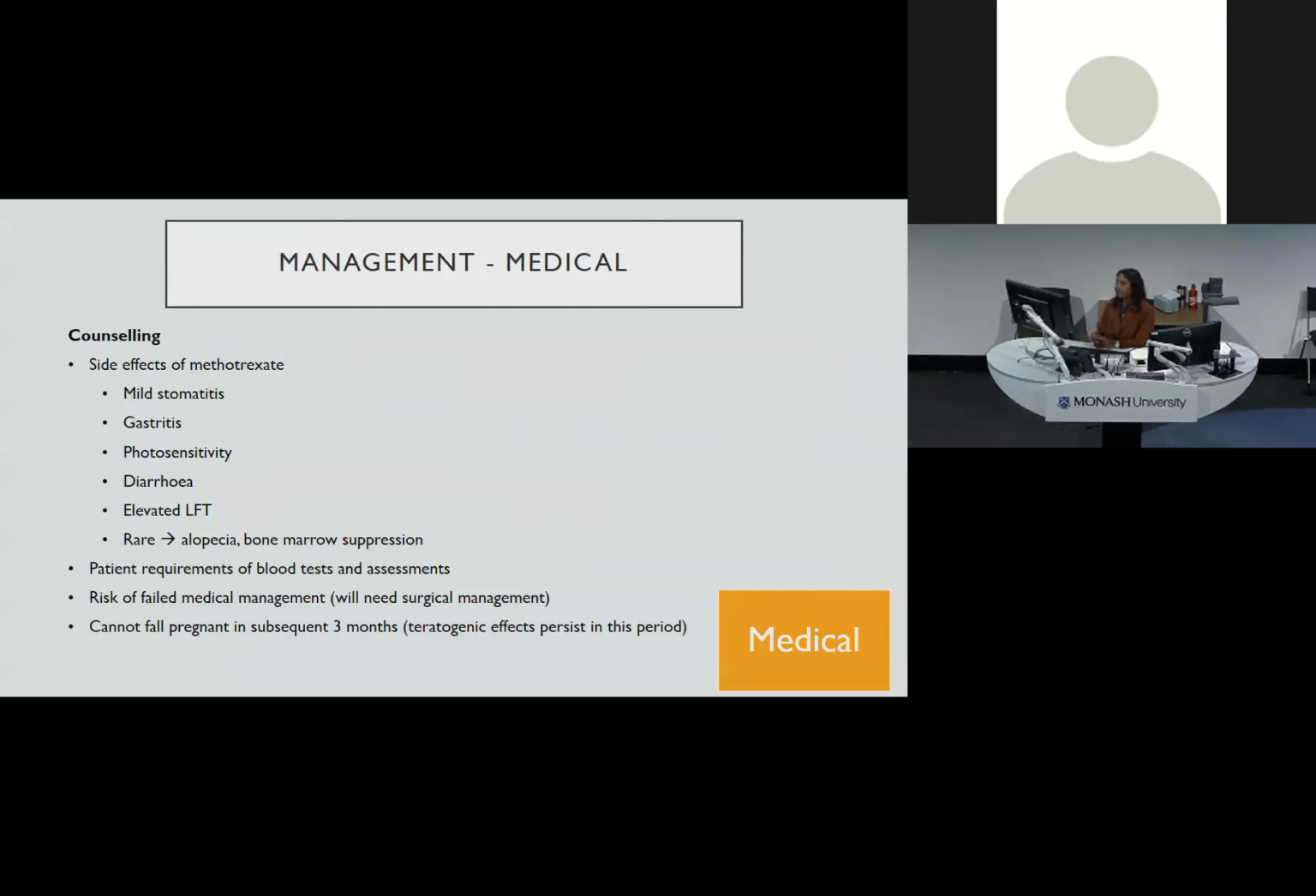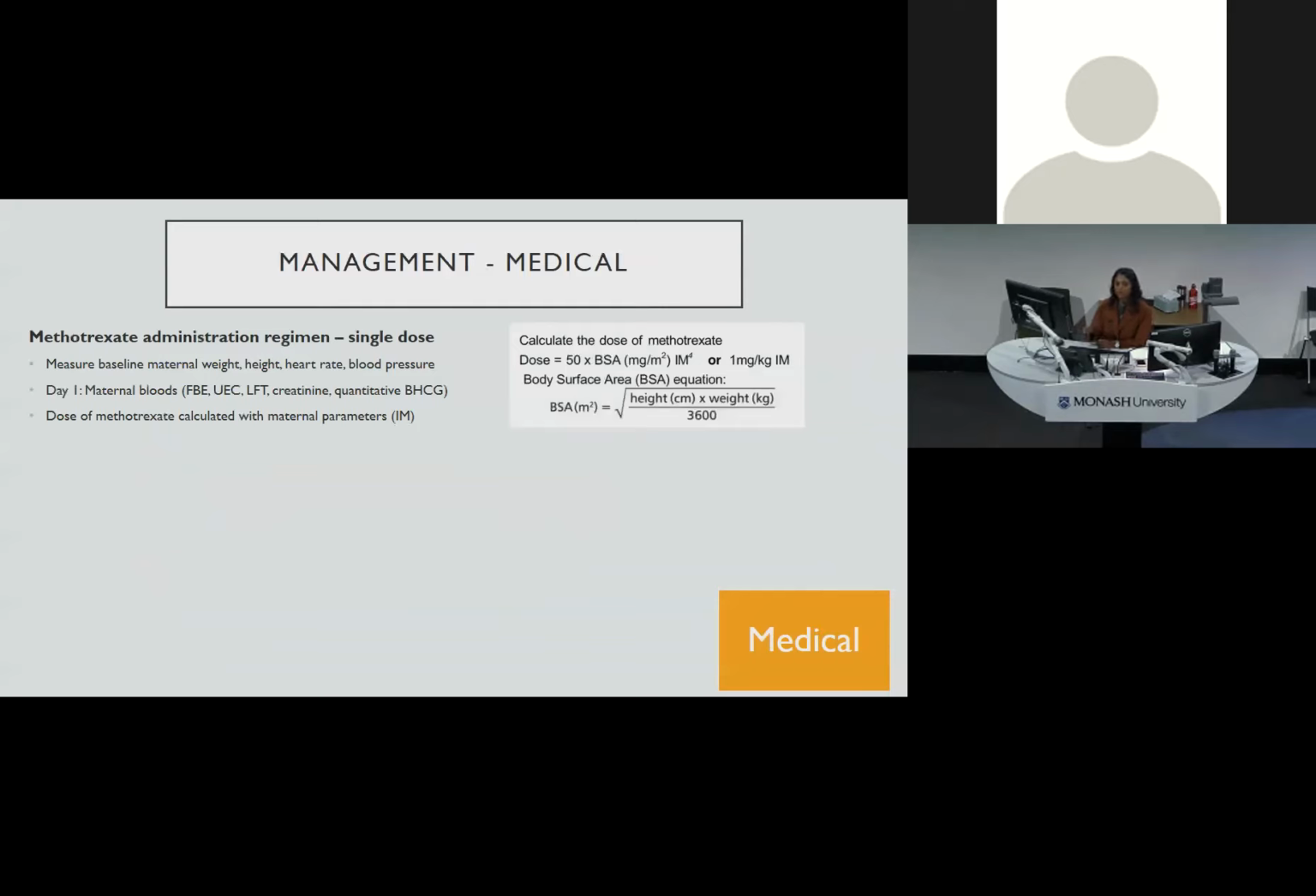Given that methotrexate is teratogenic, they can't fall pregnant in the next 3 months. So generally, depending on your time frames or cycles, if they'd want to fall pregnant quickly, you do need to ensure they've got contraception for those 3 months, just because the effects of methotrexate can persist for that time frame.